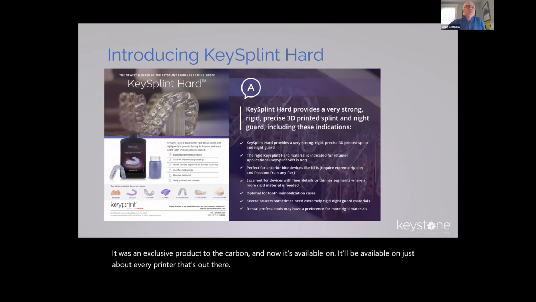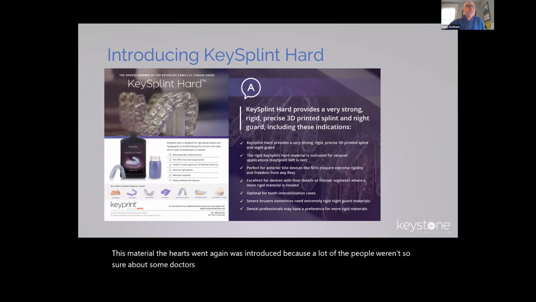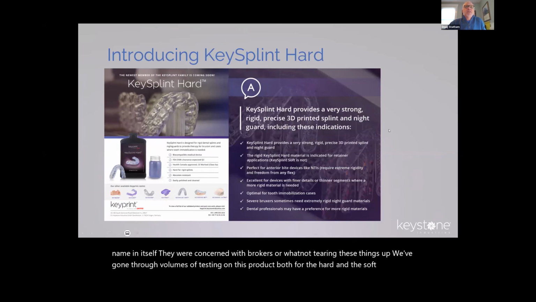This material, the hard splint, was introduced because some doctors, at least, were not so sure about the soft material. Just the name in itself, they were concerned with bruxers or whatnot tearing these things up. We've gone through volumes of testing on this product, both for the hard and the soft splint. One of the nice things about the hard splint is it is not brittle compared to a more traditional hard splint, and the manufacturing of that.